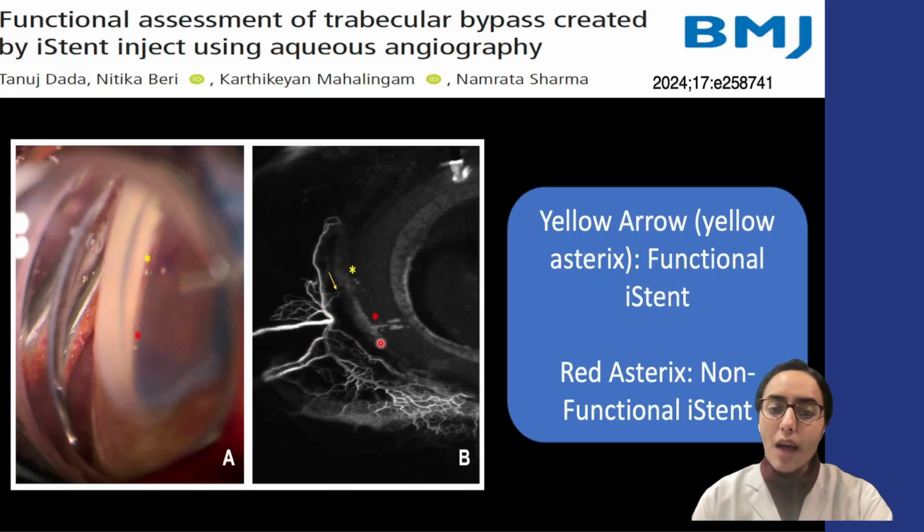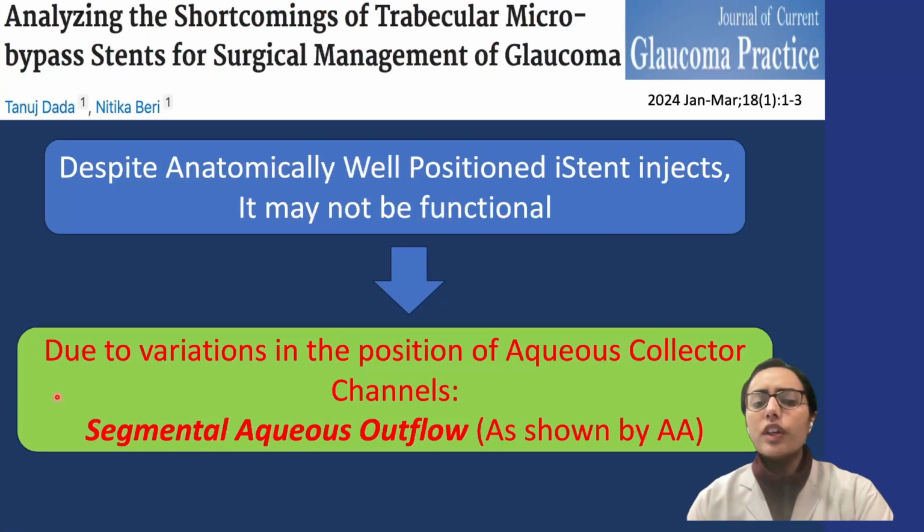But there was absence of collector channels through the iStent marked with the red asterisk, even though it was anatomically correctly placed. We feel that the above clinical finding may be attributed to the variations in the position of collector channels, that is, the segmental aqueous outflow as seen by aqueous angiography.